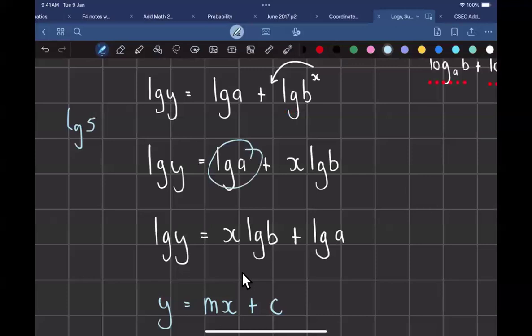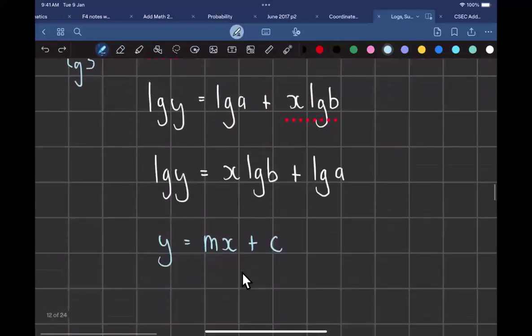Right. So log a is also a number, right? And if you're looking at the equation of a line, isn't c also a number? Like if I ask you to write the equation of a line, you might tell me y is equal to 7x plus 9, right? So this part over here is a number. So log a is a number, so I have to just basically match it up. So y is log y. What is m looking like?